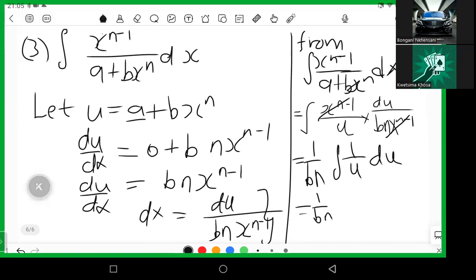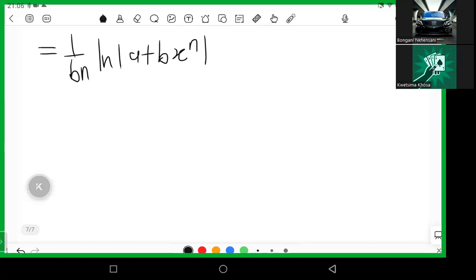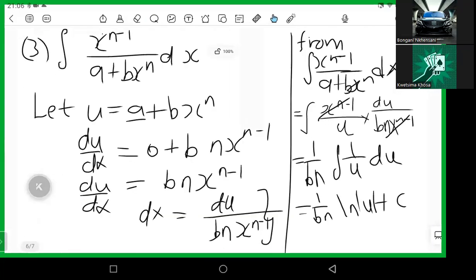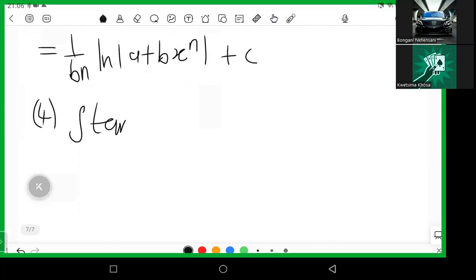Then our answer will be 1 over bn, the natural log of the absolute value of u, plus c. Then our answer will be 1 over bn, the natural log of the absolute value of a plus bx to exponent n, plus c. So this will be our final answer, this one. Now, number 4, if we are having the integral of tan x sec squared x dx.